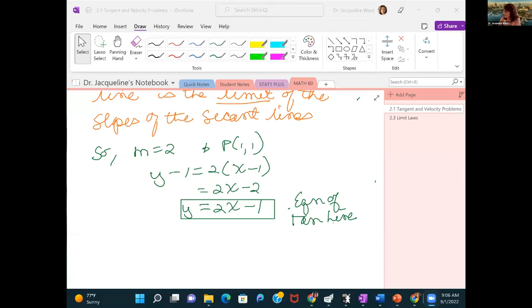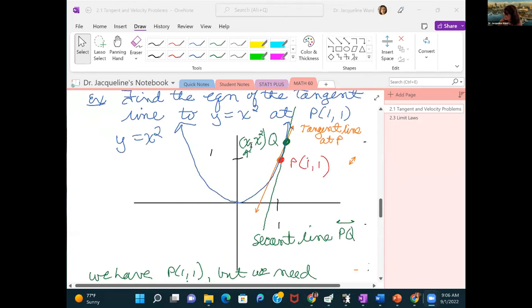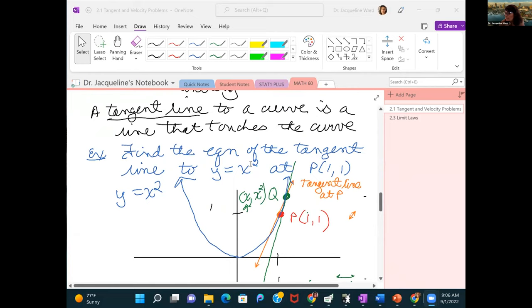Okay, so I also want to just remind us all that last time we were looking at this problem. I'm going to try to keep talking into this mic. So we had this parabola, y equals x squared, and we had a point P at (1, 1). And we were trying to find the equation of the tangent line at that point. You guys remember doing this problem? We're trying to find the equation of that orange line, the tangent line.